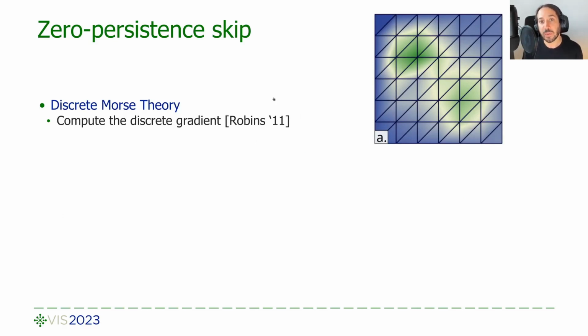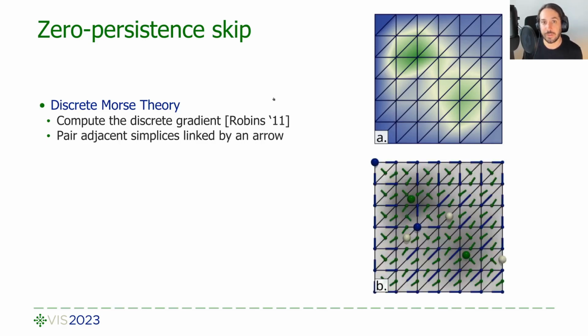And specifically, we rely on the discrete gradient computation algorithm introduced by Robbins and co-authors. This algorithm pairs d simplices with one of their adjacent d+1 simplices, as shown with these little vectors here at the bottom. As detailed in our paper, it turns out that all the simplices involved in a vector are guaranteed to be also involved in a zero persistence pair. So we create a zero persistence pair for each vector.